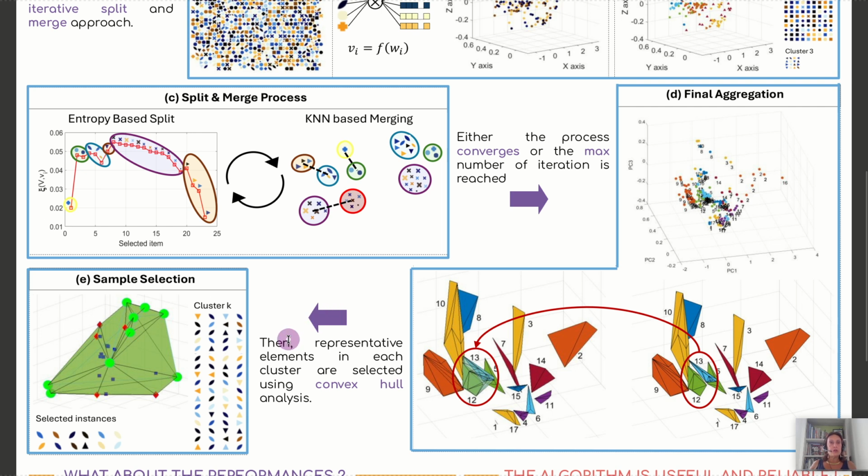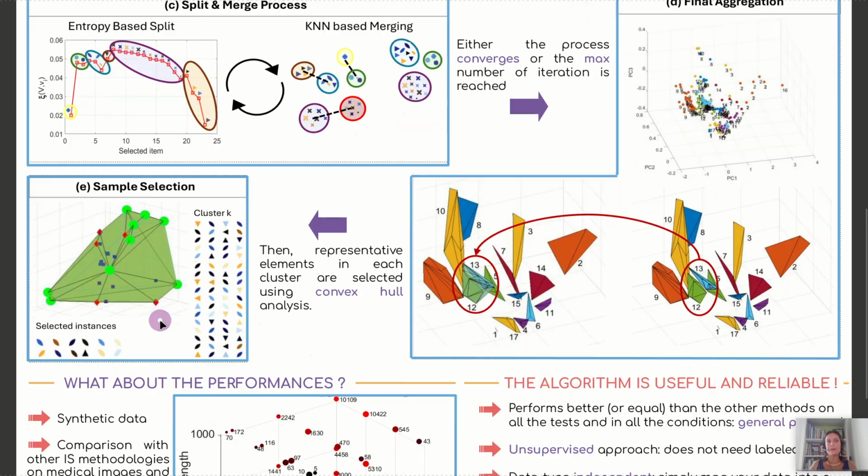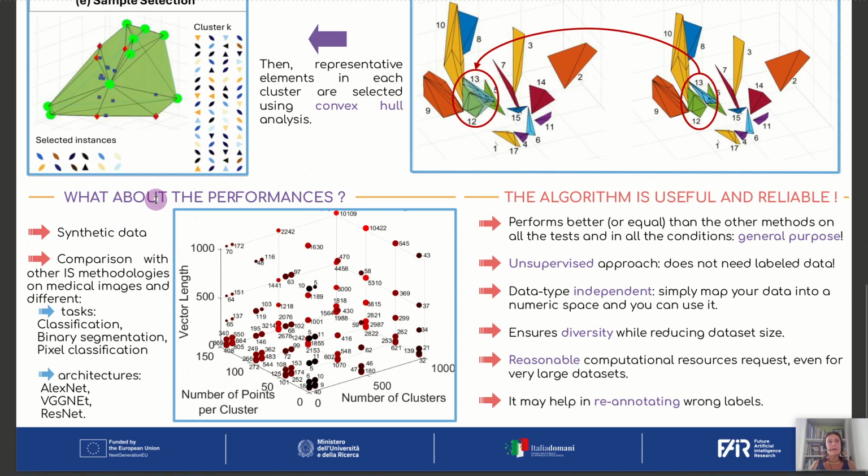And then we have to choose a representative element in each cluster. To this aim, we use convex hull analysis. A convex hull is the smallest possible polyhedron including all the points in the dataset, and we select as most relevant instances the vertices that are most connected, with the idea that the points that are on the frontier are the ones harboring the largest part of diversity and are the most informative.